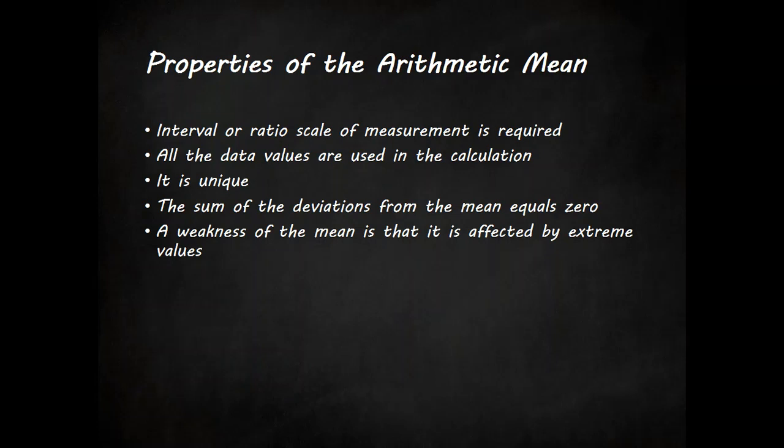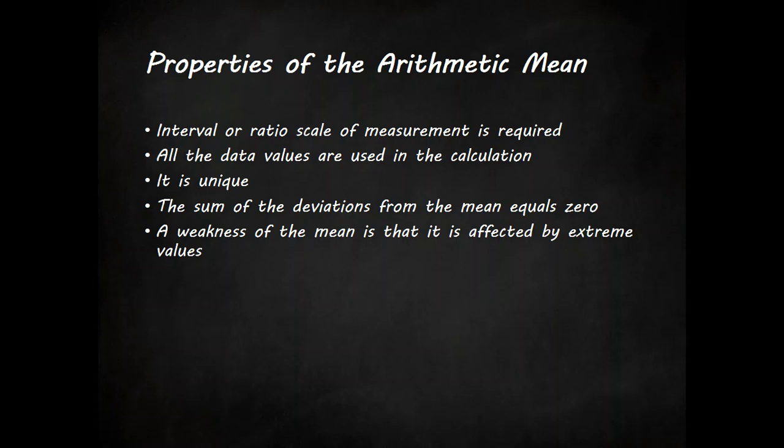Interval or ratio scale of measurement is required. You can't do this with ordinal, and you can't do this with nominal. Okay? All data values are used in the calculation, so you have to include every single observation in the sample. Okay? It's unique. It's not going to be the same as another population or another sample, and the sum of the deviations from the mean equals 0, which we haven't gotten into deviations yet, but we'll get into that soon.